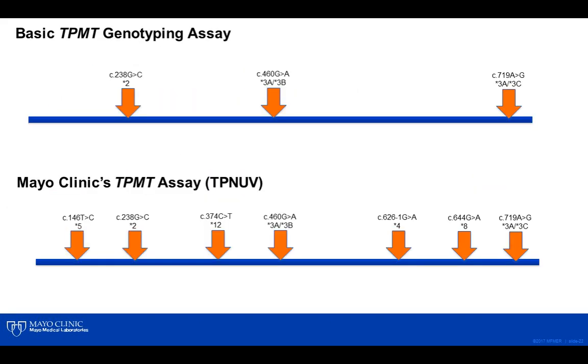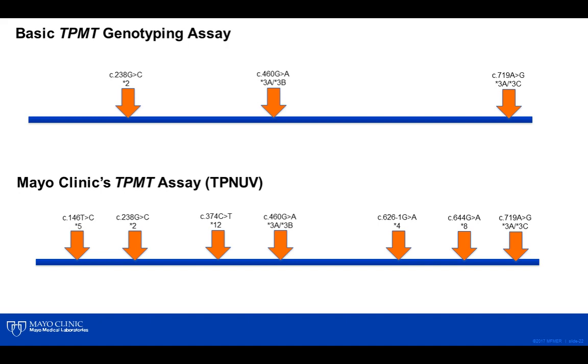As I mentioned a moment ago, one limitation of genotyping-based assays, in contrast to sequencing-based assays, is that they are only able to identify the variants that they are designed to detect. Most clinically available TPMT and NUDT15 genetic assays are genotyping-based. This is in part because genotyping-based assays are less expensive than sequencing assays and because they have a much quicker turnaround time, which is definitely an important feature when your patient is waiting to initiate therapy.